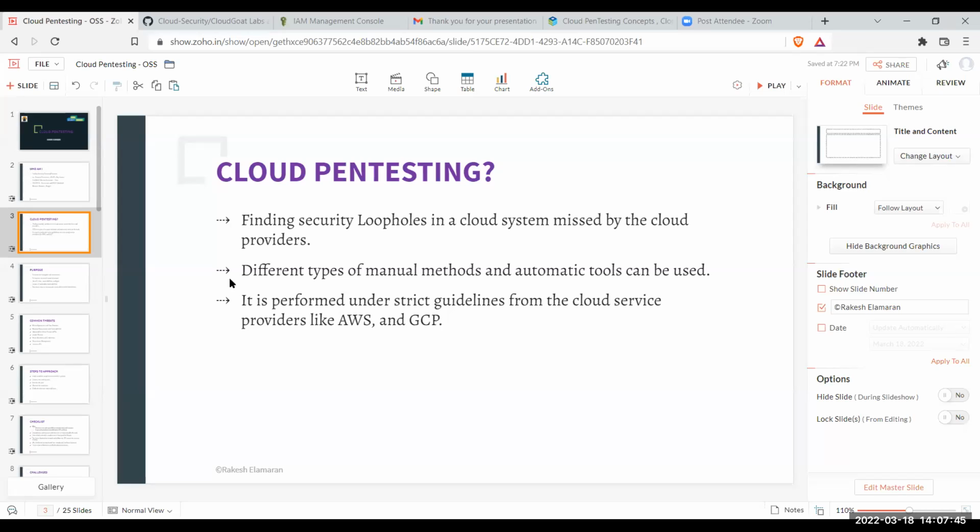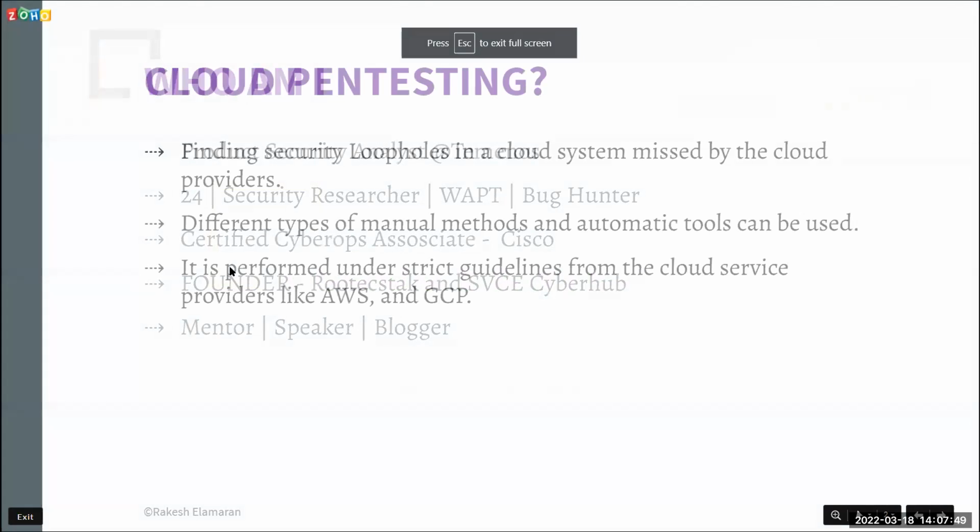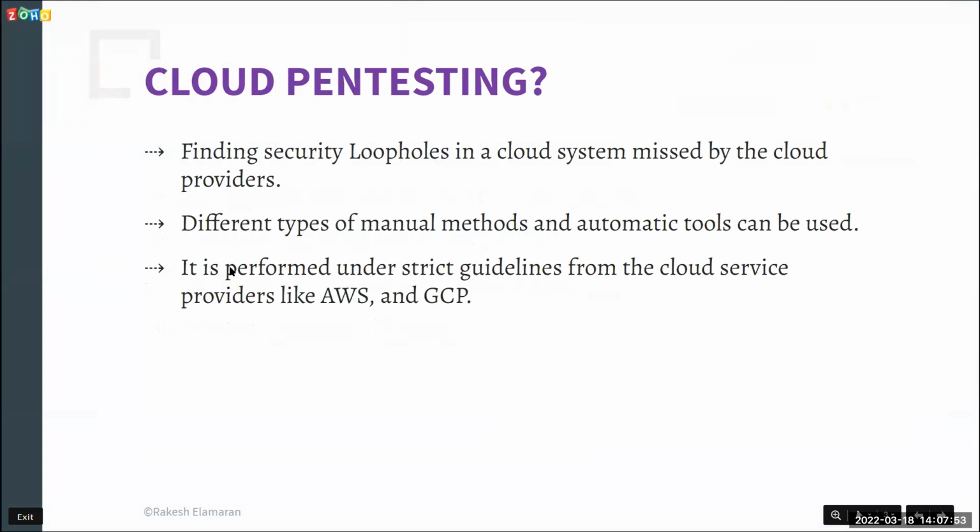Fine. So, cloud pen testing. We all know cloud security, so what is cloud pen testing? It is the process of finding security loopholes in a cloud-based system. It can be any cloud from the different providers, AWS, GCP, or Azure. We are going to find different vulnerabilities or misconfigurations over the cloud which are missed by the cloud provider. That is cloud pen testing. We can use different manual methods, and we can use automatic tools. There are different tools available as well, and I will tell you what kind of tools there are. You can also choose the manual method.